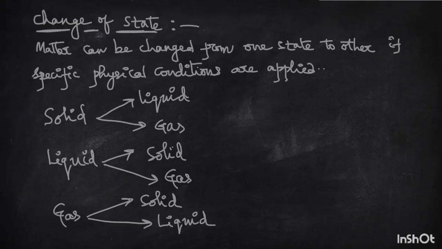Matter can be changed from one state to other if sufficient or specific physical conditions are applied. Means a solid can be converted to liquid or liquid can be converted to solid and so on. Sometimes solid can directly convert to gas without involving the state of liquid. These processes have specific names. When a solid is converted to liquid, that process is called melting. And when a solid directly converts to gas without involving the state of liquid, then it is called sublimation.